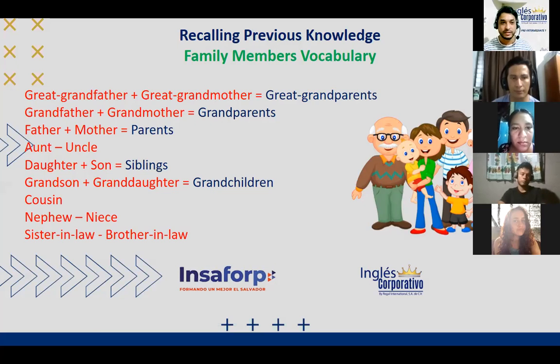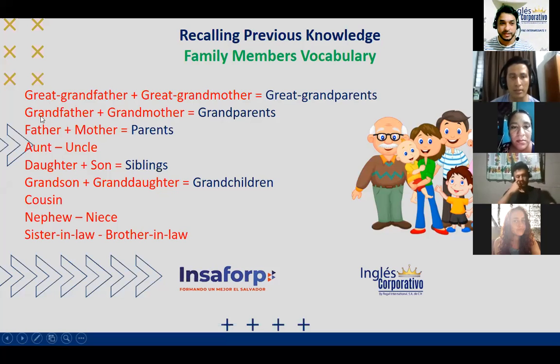So in the first line we have the great grandfathers. Do you know what is the meaning of great grandfather and great grandmother? What is the meaning? Tatarabuelos. Yeah. Abuelo. Tatarabuelos, yeah.